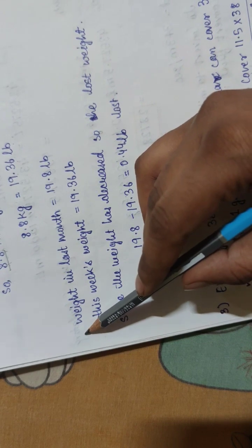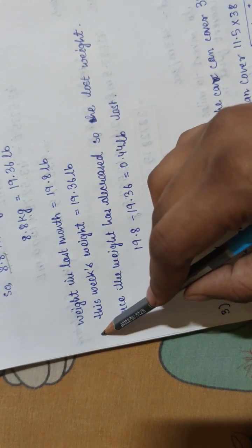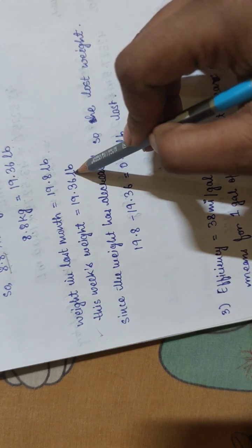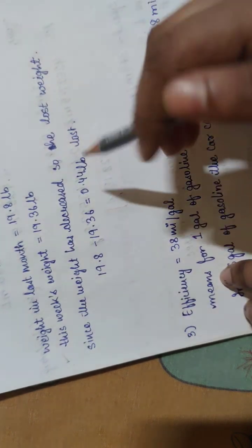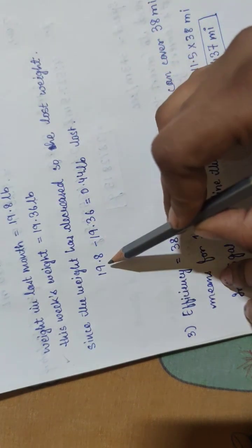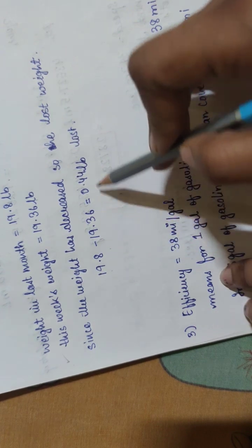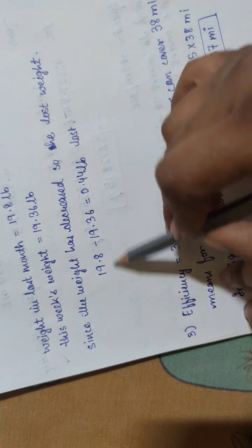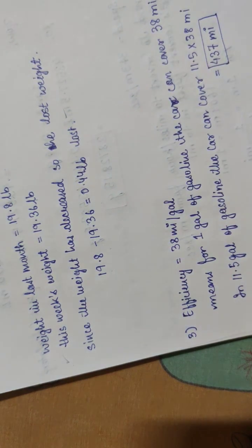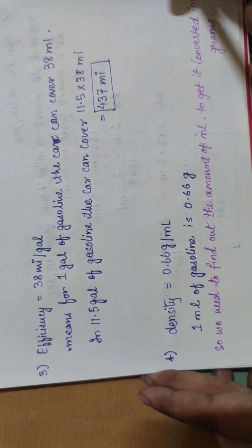It is given that the weight last month is 19.8 lbs, and we found out that this week's weight is 19.36 lbs. So obviously we can see that there is a loss in weight. You can also calculate the loss in weight by subtracting 19.8 minus 19.36, that is 0.44 lb. Again you can use a calculator to perform this action. Okay, this question is clear. Now we come to the third question.